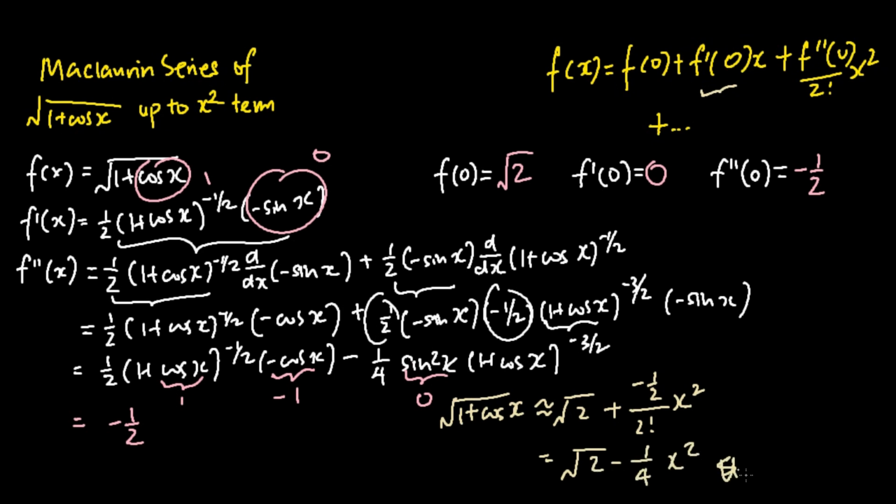This is the final answer of the Maclaurin series of square root of 1 plus cosine x up to the x squared term.